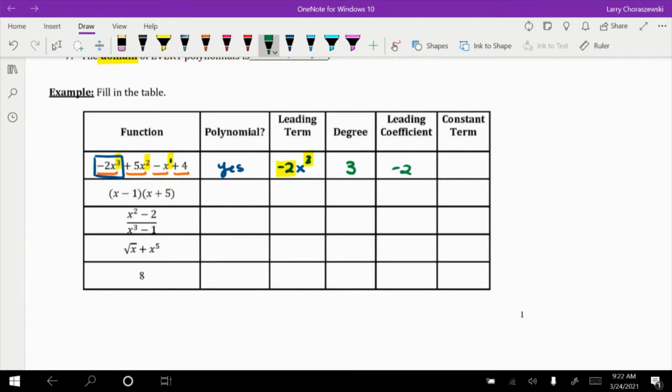And what do you guys think the constant term would be within this polynomial function? 4. Yep, so we don't get the constant term from the leading term in most cases. So looking back at the polynomial function, the constant term is the term without any x's written next to it. In this case, that would be 4. So that's our constant term.